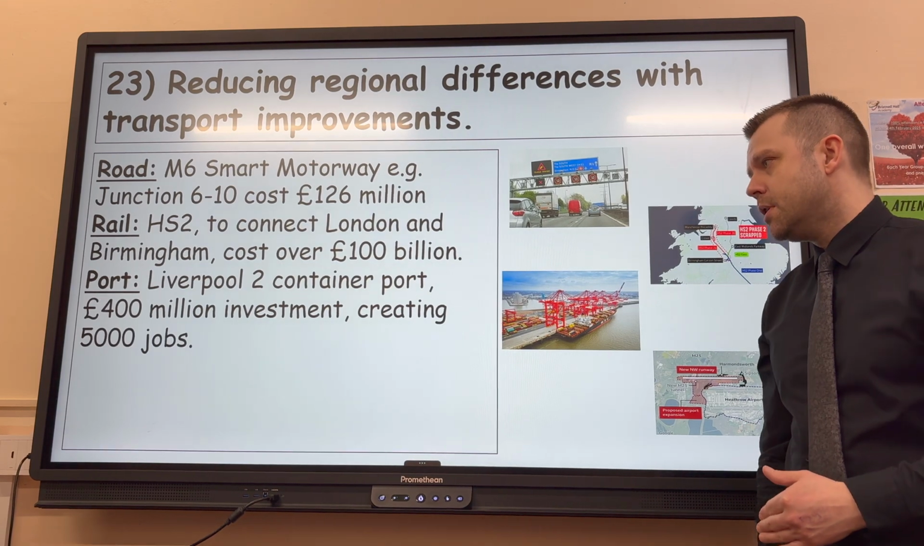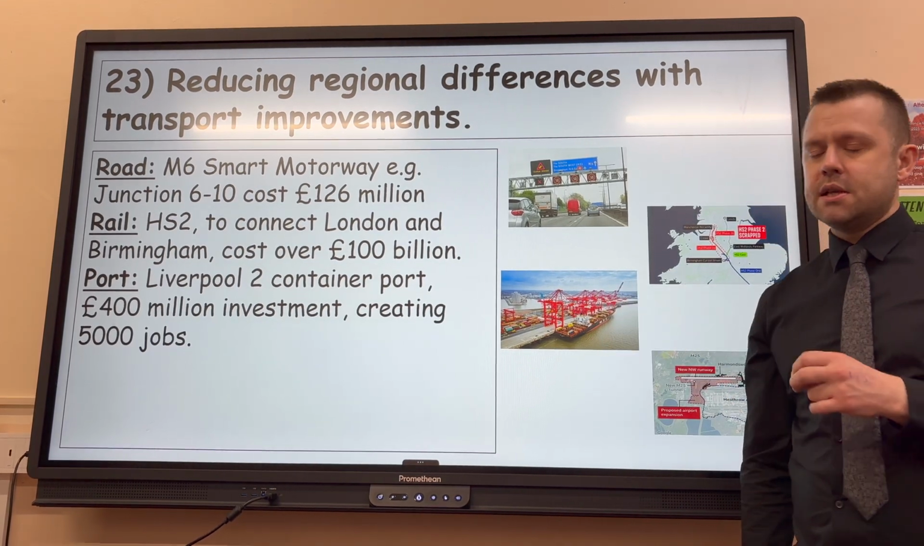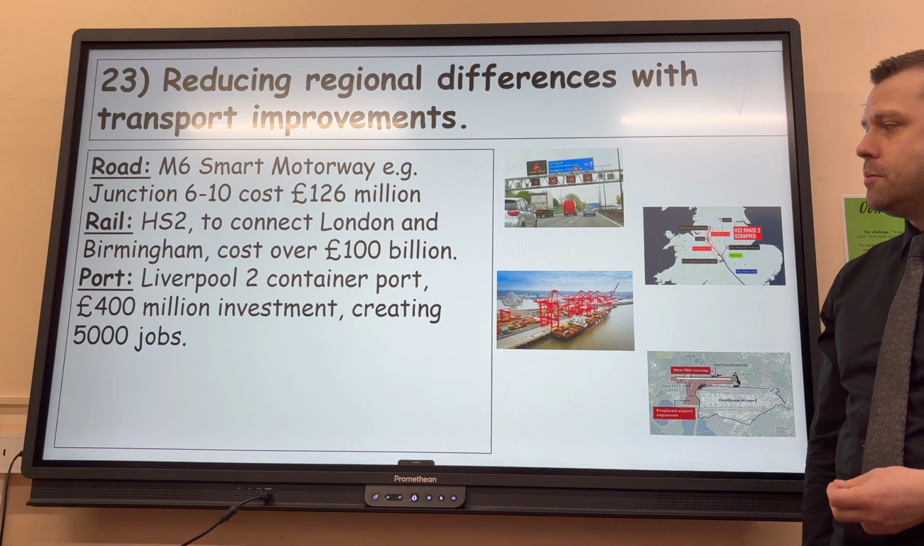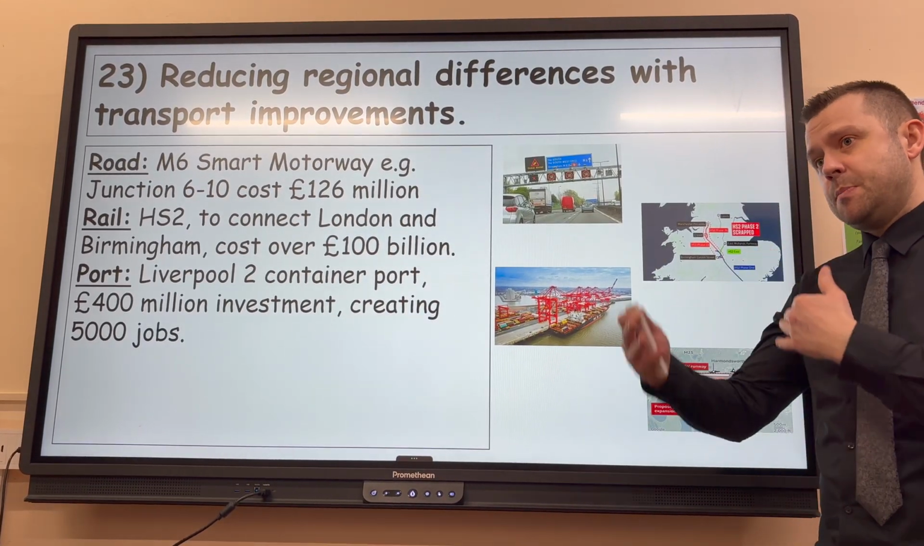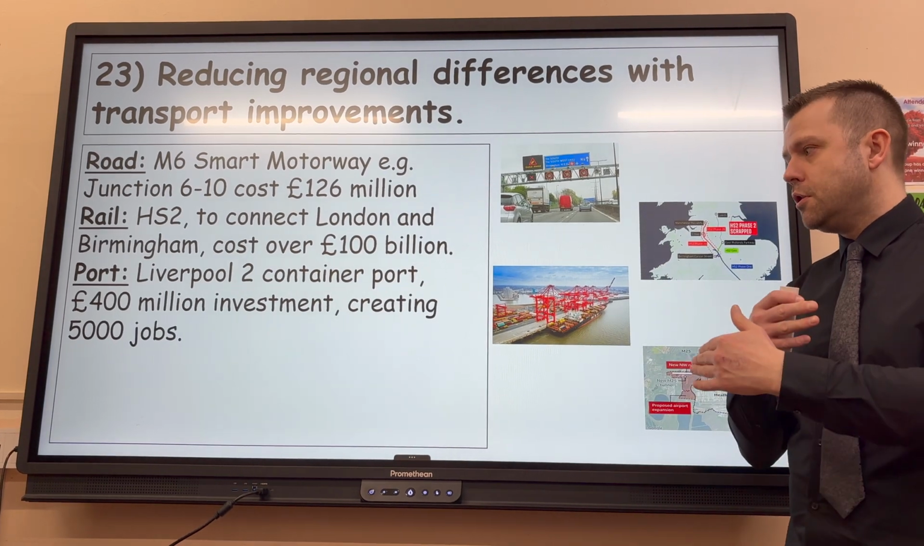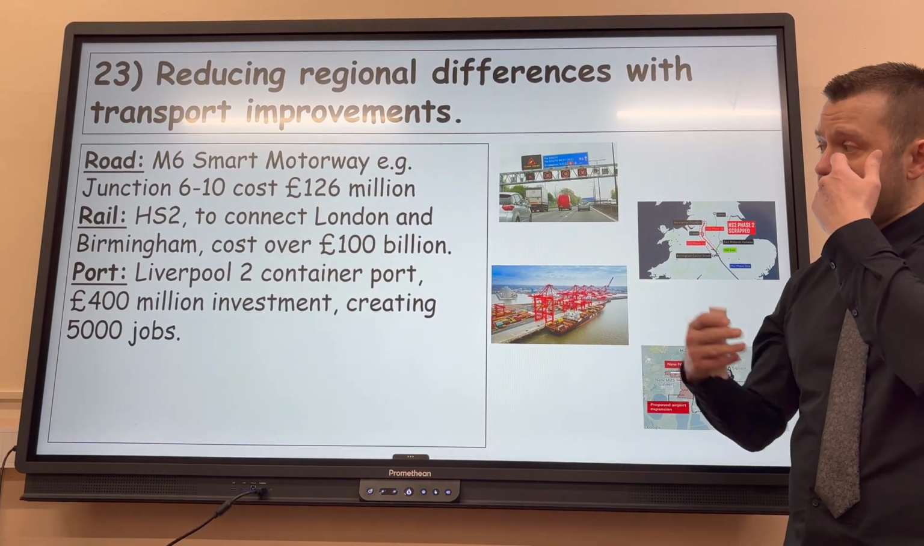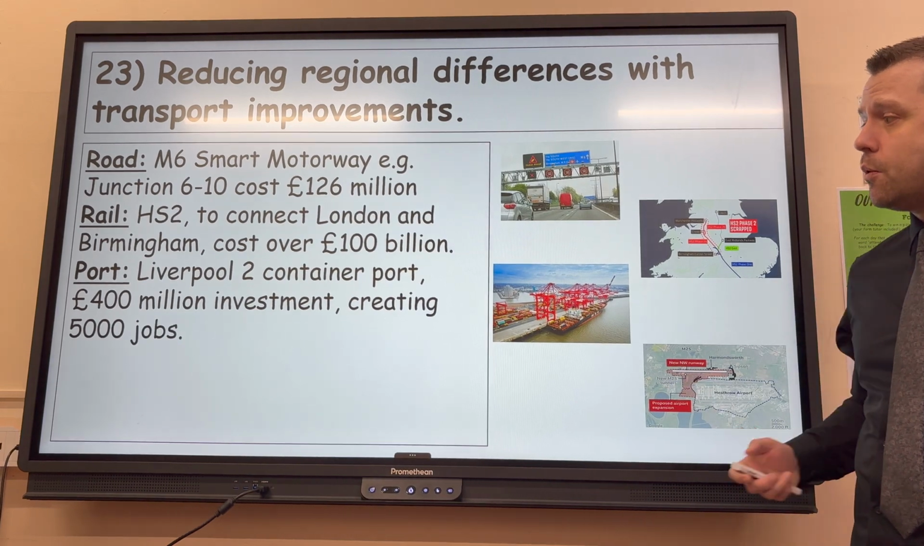The next example is port. We've got the Liverpool 2 container port. It cost £400 million and it created 5,000 jobs, hoping that, especially after we have left the political union of the EU, we can trade freely and quickly with countries around the world.